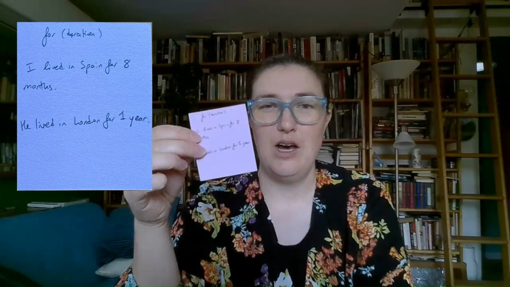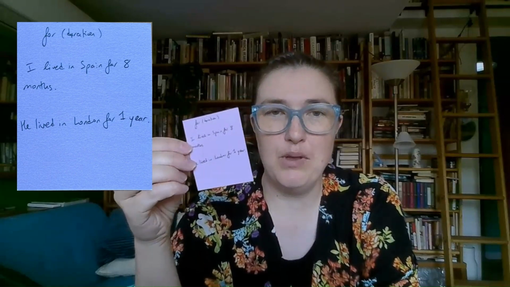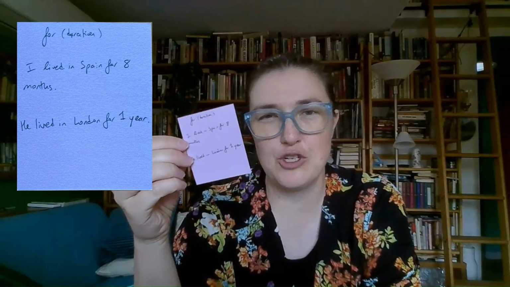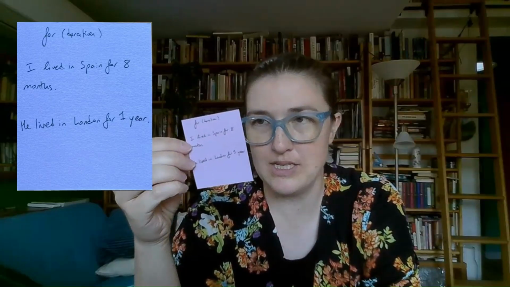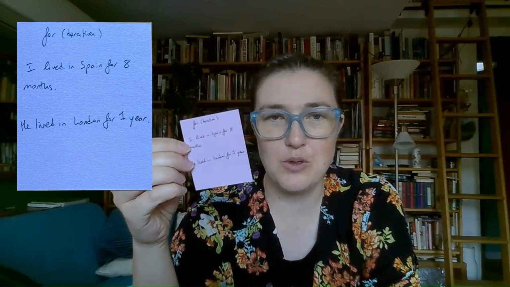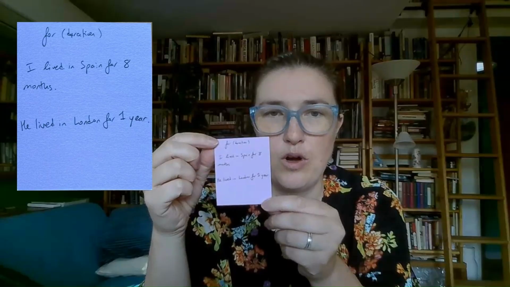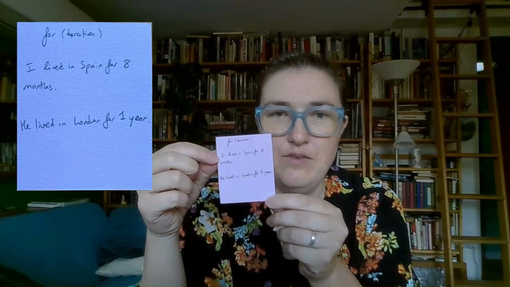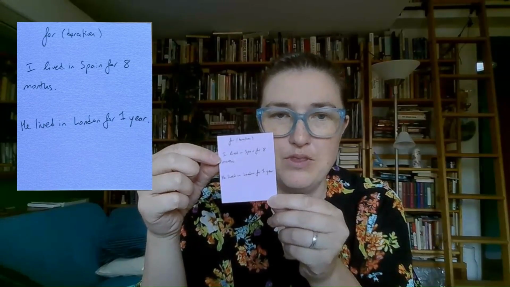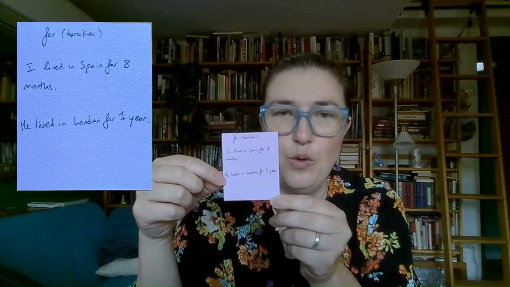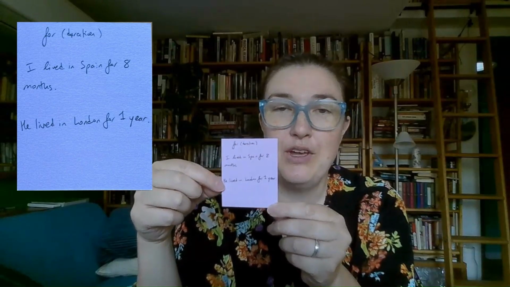The third option is a little bit more challenging, and it's where you write a word at the top and then a couple of sample sentences or just a phrase. It doesn't have to be 2 whole sentences at the bottom of the card. So in English, it says for duration. I lived in Spain for 8 months. He lived in London for 1 year.